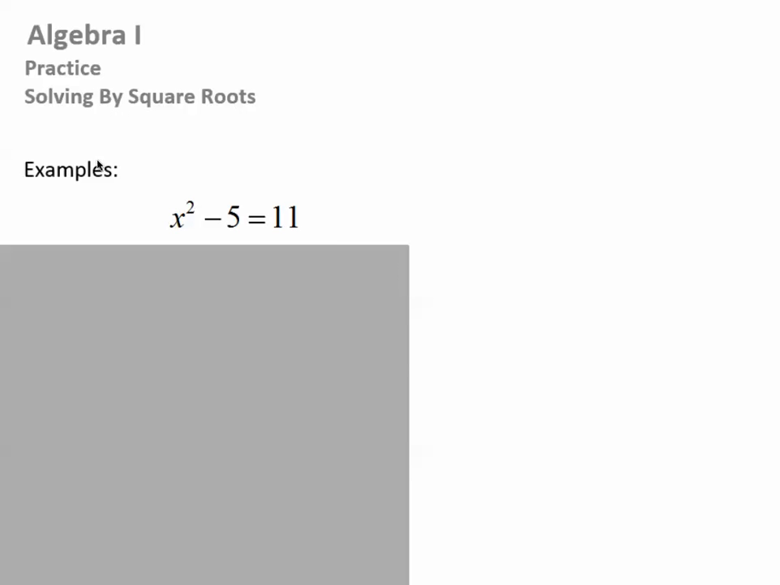Solving by square roots. Examples. In this first example, we're going to solve for x, which means get the x by itself. So what do we do first?